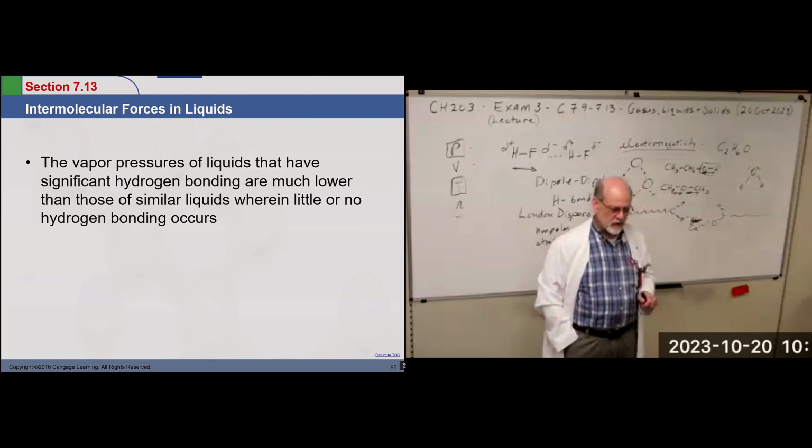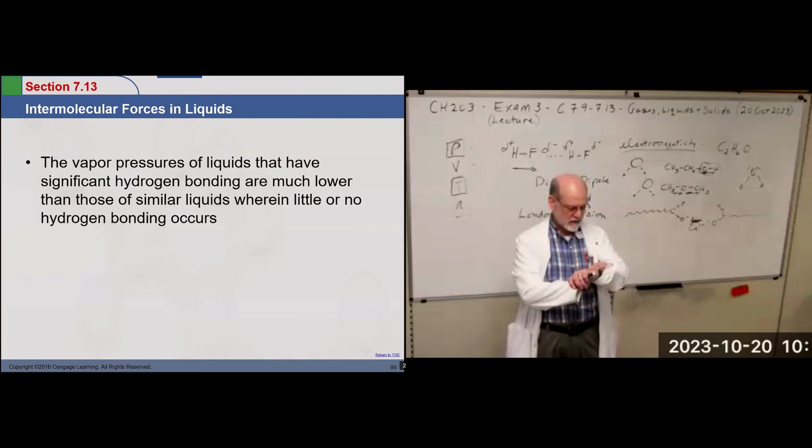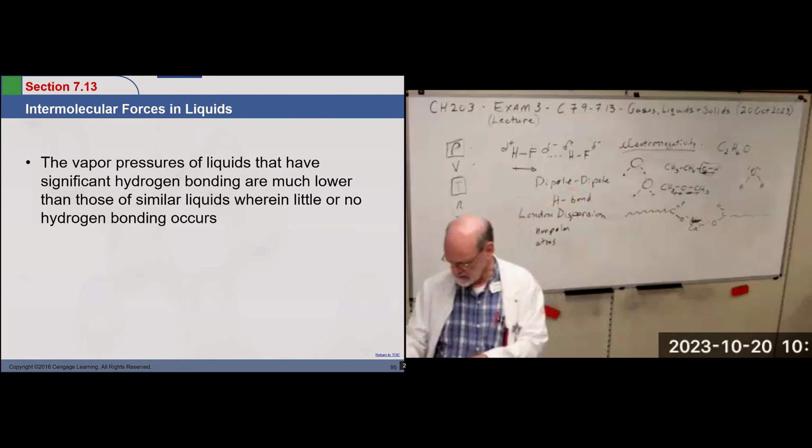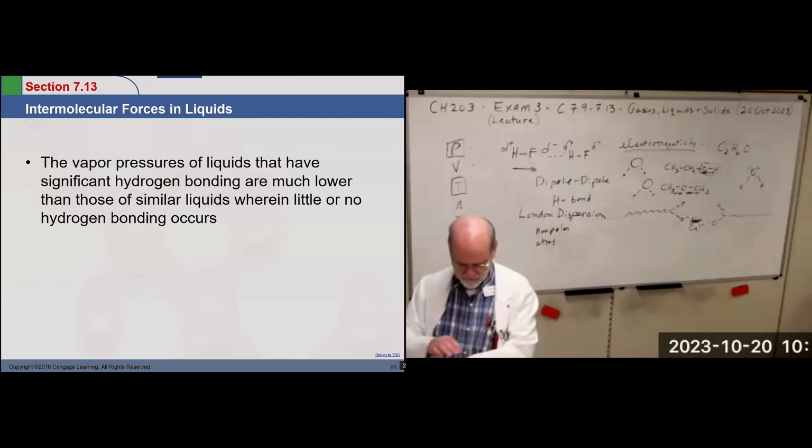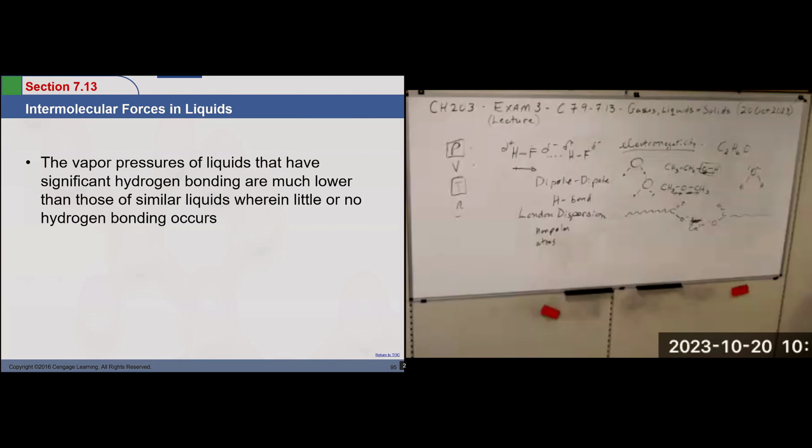So what effect do these intermolecular forces have on liquids? Let me see. I think I'm running a little long, aren't I? We should make it. We should make it.